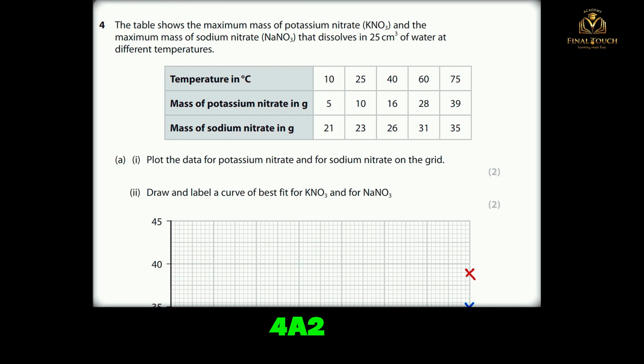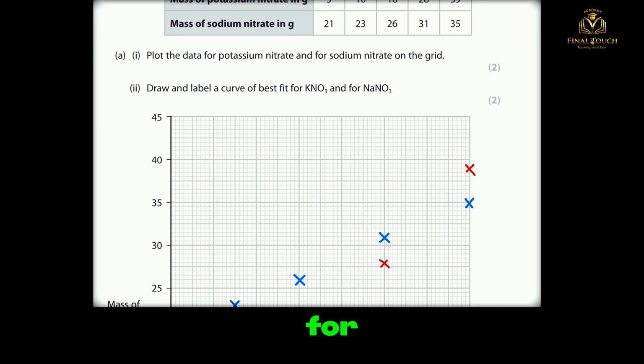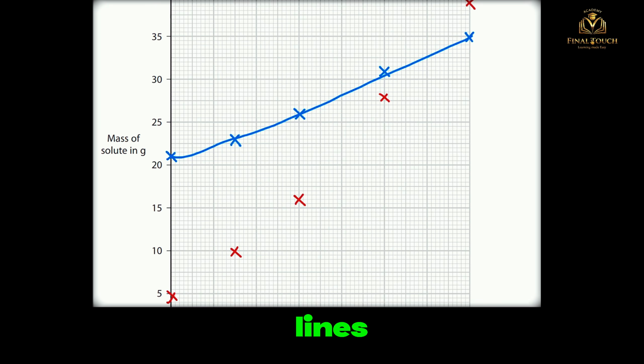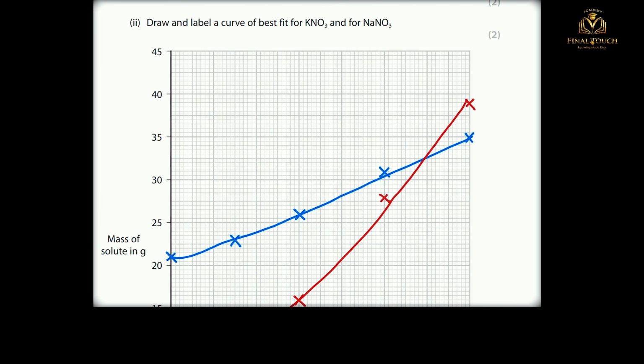So now in 4A2, they told us to draw and label a curve of best fit for potassium nitrate and sodium nitrate. So if we were to join this curve, it would look something like this. And if we were to connect these lines, it would start from here. Make sure you join all those points. So this would be the answer for 4A.